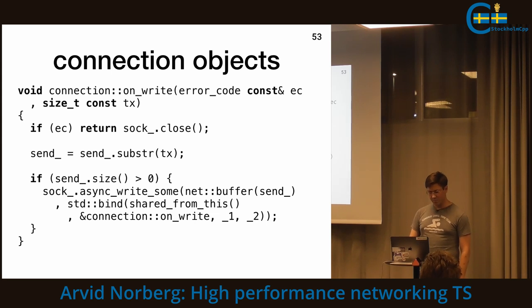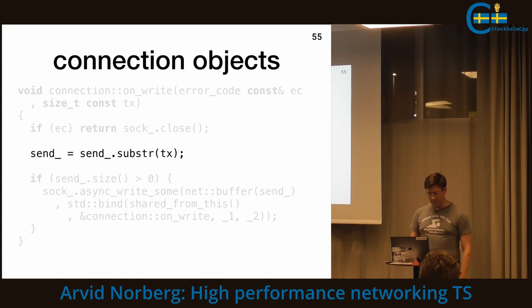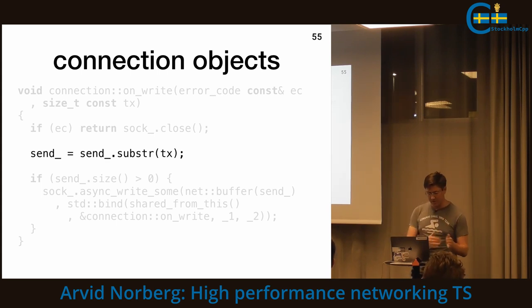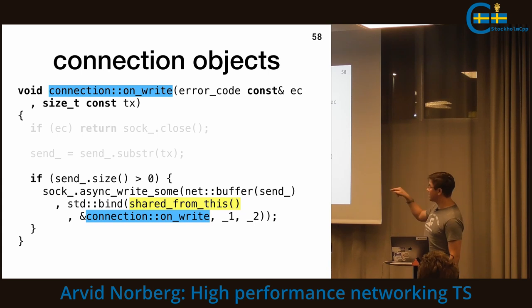onWrite looks basically the same. We also receive the error code and the number of bytes written. If anything went wrong, just close it and return. So this is basically removing the first number of bytes from the string. That number of bytes were sent, so pop them off the front of the send queue. And if there are more bytes to be sent, kick off another asynchronous write. And just like in onRead, we use shared_from_this to keep the object alive for the duration of the write, and we pass in ourselves as the handler.